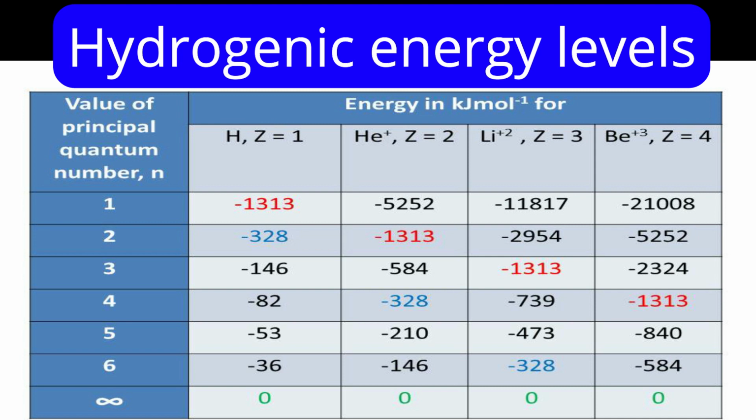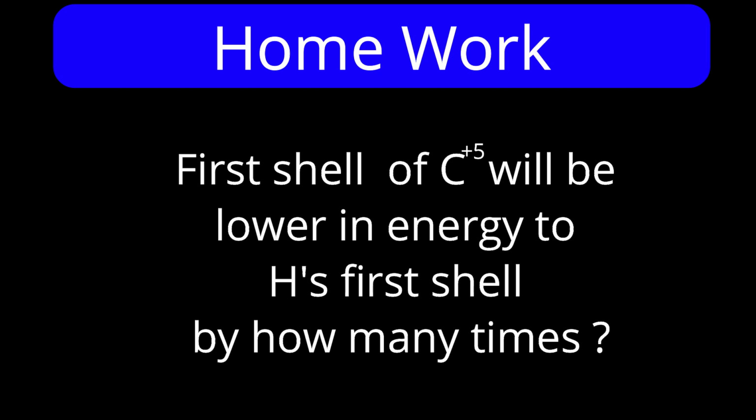Now I give the homework. I told you helium plus first shell is 4 times lower in energy than that of hydrogen's first shell energy. Likewise, carbon plus 5, its first shell energy will be how many times lower than that of hydrogen's first shell? You are supposed to write the number in the comment box. I am waiting for your answers. It's simple, immediately you can answer.